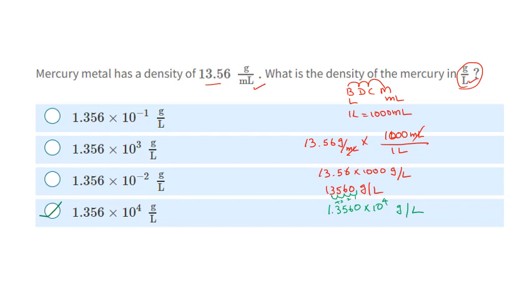1.3560. Do we have to write that zero here? How many sig figs are there? So here, from left to right from the first non-zero digit, 1, 2, 3, 4, 5 sig fig. How many sig figs are in the question? 1, 2, 3, 4 sig fig. So what will I do? I will change that one to 1.356 times 10 to the power 4 grams per liter. All right.